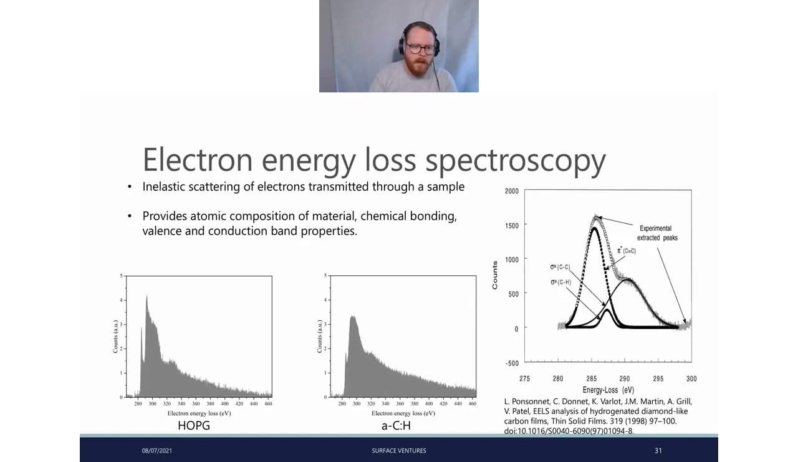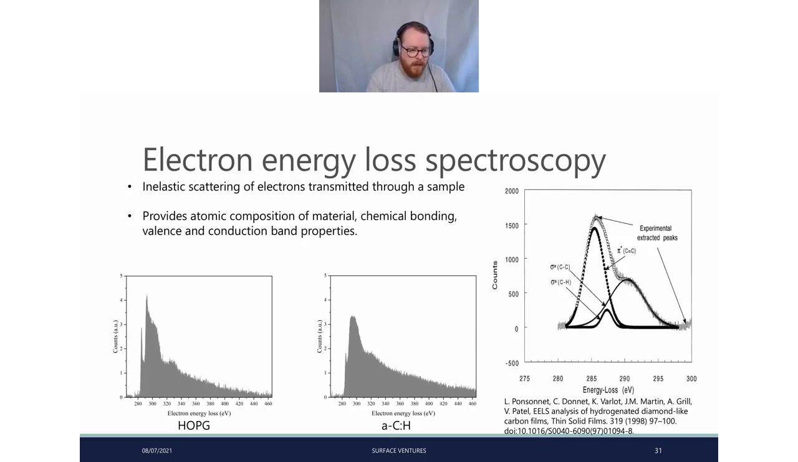Electron energy loss spectroscopy, essentially the lighter element variant, well, not necessarily variant, but sort of complementary to EDX, is EELS. So this is much more sensitive to lighter elements. And this energy loss is determined by the inelastic scattering of electrons through a sample. You can get things such as, of course, composition, chemical bonding, valence, and conduction band properties.